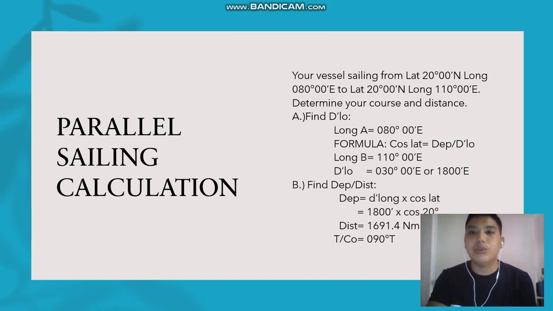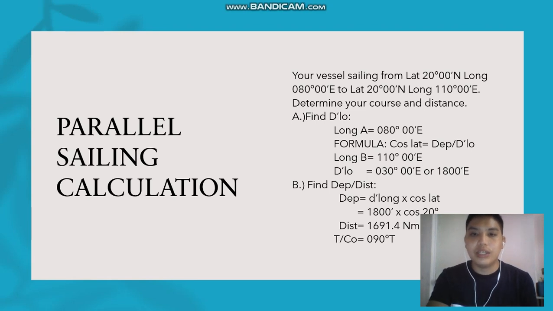Parallel sailing, my calculation number 2. Your vessel is sailing from latitude 20 degrees north and longitude 80 degrees east to latitude 20 degrees north and longitude 110 degrees east. Determine your course and distance. So finding the D long, formula: cosine latitude equals departure over D long. Longitude A is equal to 80 degrees east and longitude B is equal to 110 degrees east. D long is equal to 30 degrees east or 1800 minutes east.